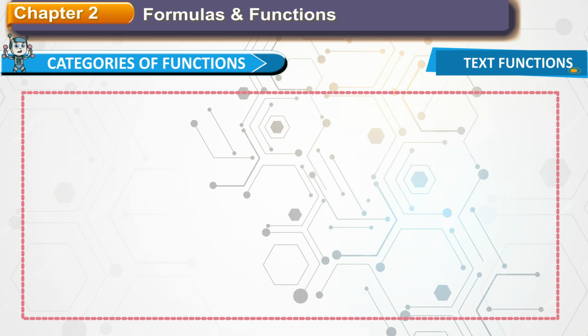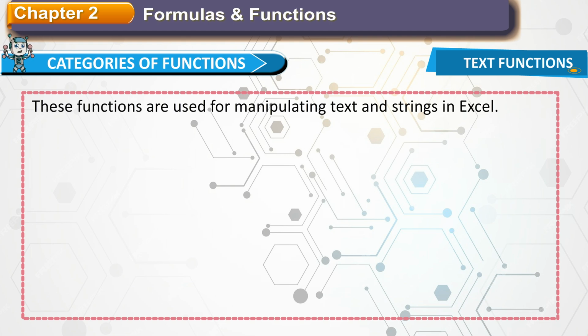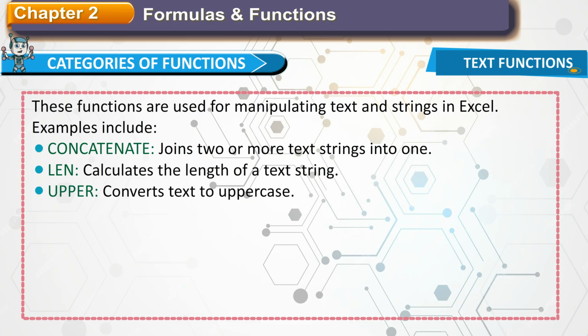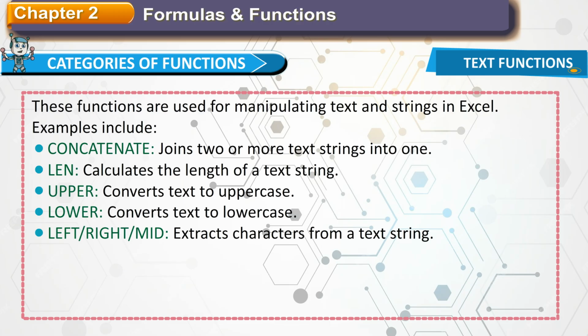Text functions. These functions are used for manipulating text and strings in Excel. Examples include CONCATENATE, which joins two or more text strings into one. LEN calculates the length of a text string. UPPER converts text to uppercase. LOWER converts text to lowercase. LEFT, RIGHT, MID extract characters from a text string.